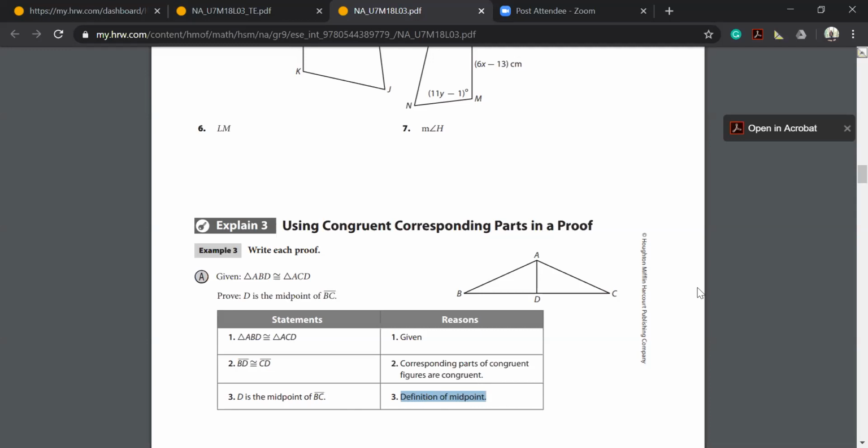Now, the definition of the midpoint is what? We already took this in module 16. The midpoint is a point that divides your length into 2 equal parts. Now, this is what we wrote: 2 congruent parts. Since they were congruent, D was the midpoint because this is the definition of the midpoint.